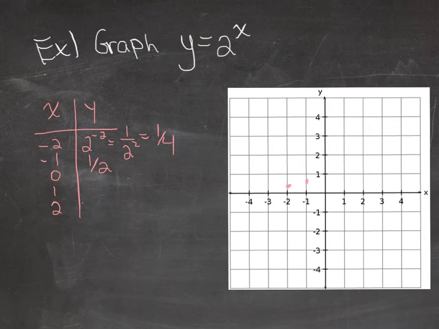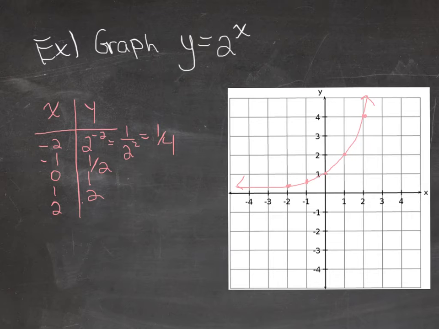When x is 0, remember anything to the exponent 0 is going to be 1, so I have the y-intercept (0, 1). When x is 1, I have 2 to the 1, which is just 2. And when x is 2, I have 2 squared, which is 4. Then I connect these points, and I get this basic shape.